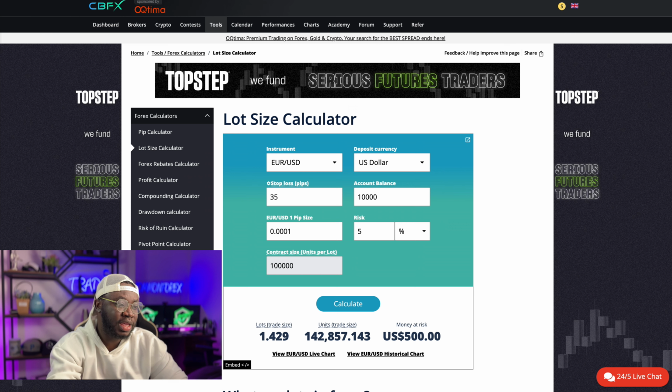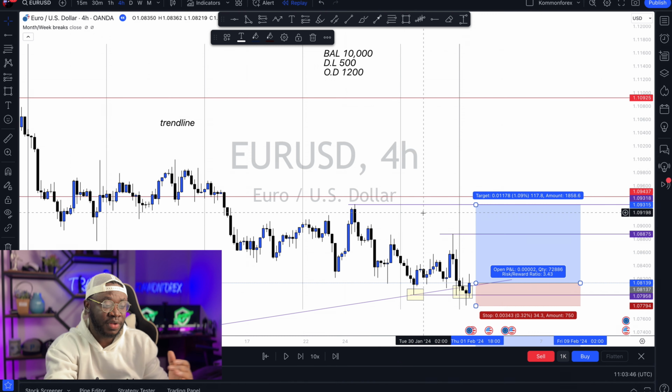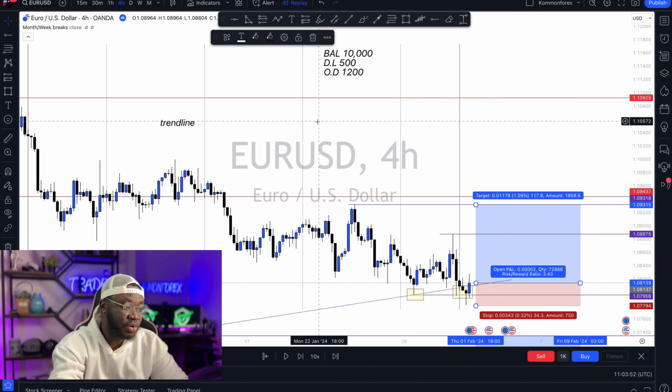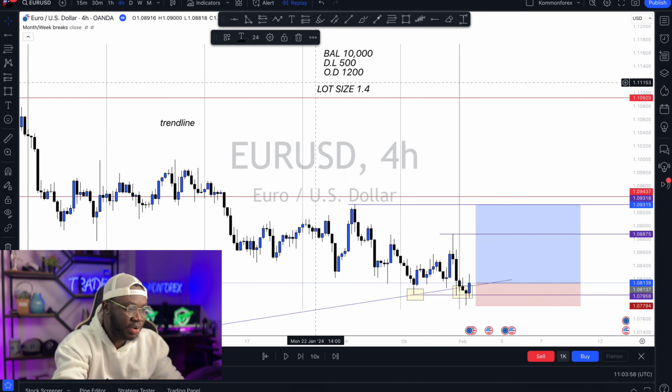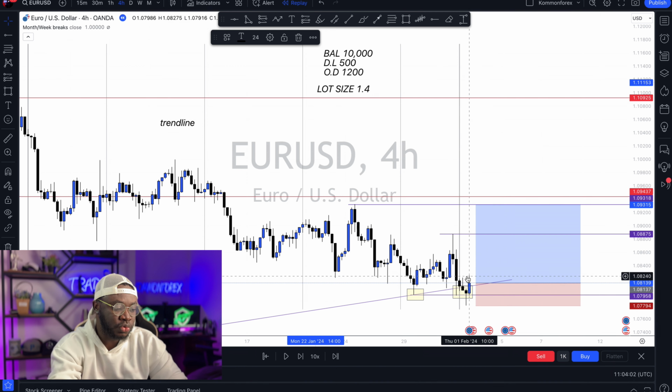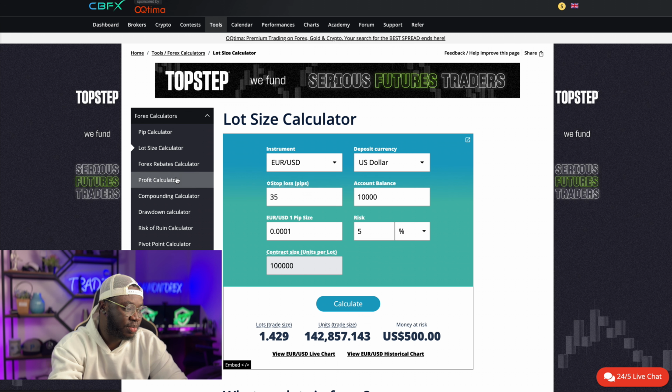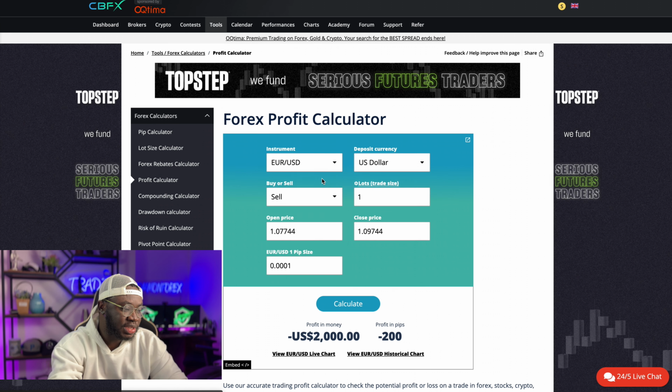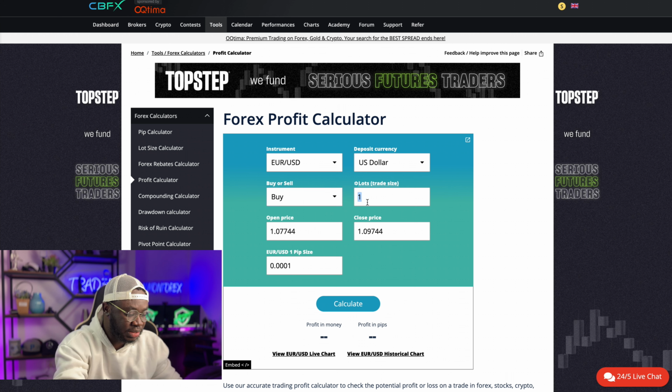So now I come back here. I know that on my MT4 or my MT5, your lot size is the 1.4 we've actually gotten here. So now what's our lot size? 1.4. So if you use 1.4 as your lot size, if it hits your stop loss, you lose $500 on this trade. Then now let's go to the profits calculator as well. So on a profits calculator, Euro USD, we are buying. What's our lot size? 1.4. What's our opening price?